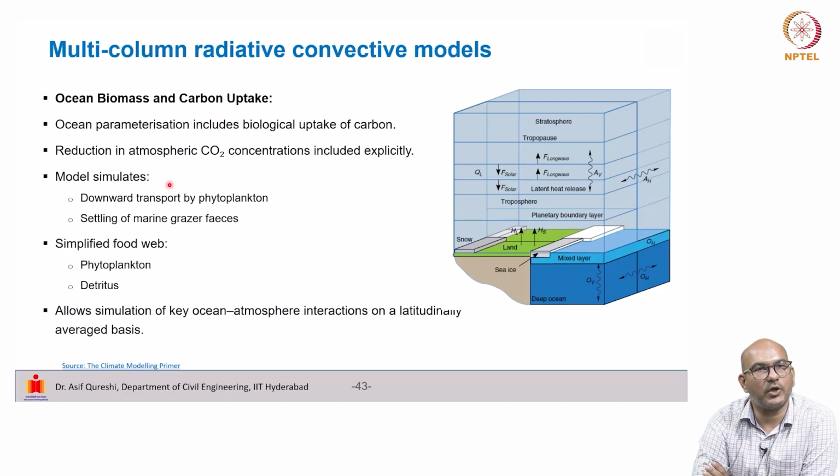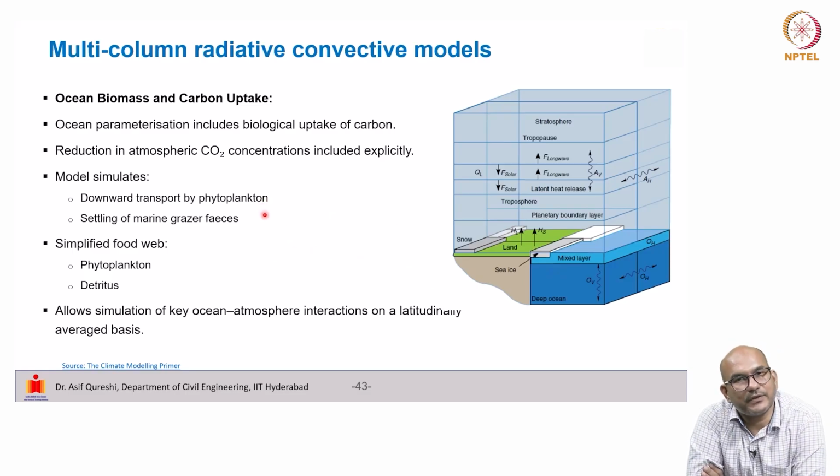So, the model will simulate the downward transport by phytoplankton, also the settling of the marine grazer feces. The grazers who have eaten substances, when they ingest, then the feces will also have carbon and that will also go down. So, the phytoplankton itself is going down, and let us say the organisms that feed on phytoplankton or feed on other biological material, their feces will go down, that will also export or transport carbon.